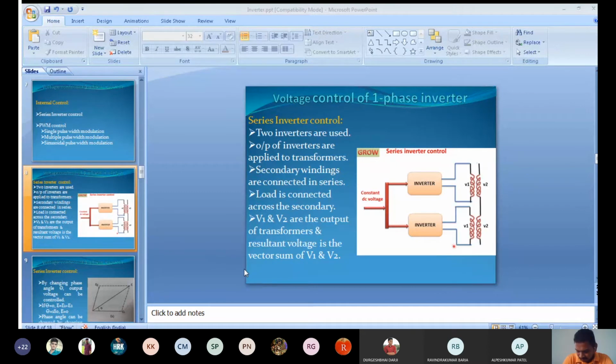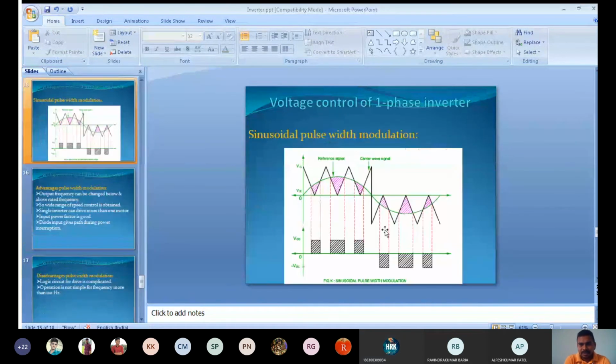Sir, actually the screen is not changed. Yes. Okay, okay. Now visible. Yes, now it is waveform. Yes. Now visible. Full screen. Yes, sir. Full screen is visible, na? No, sir, not full screen. It is still showing the PowerPoint window. Okay, now visible it.